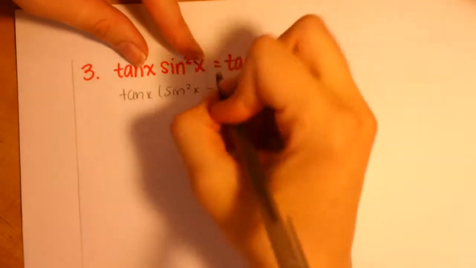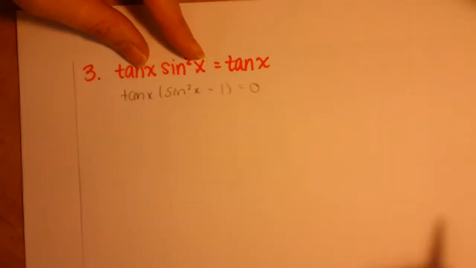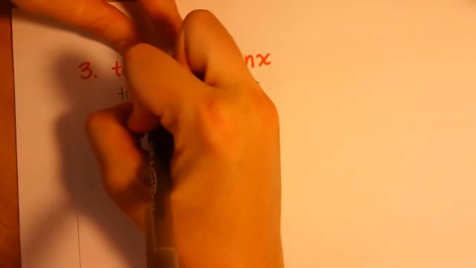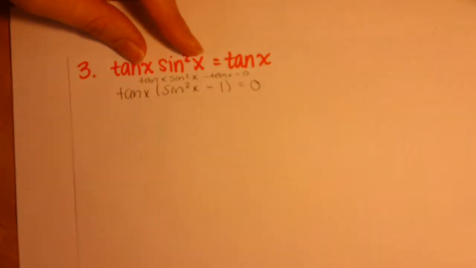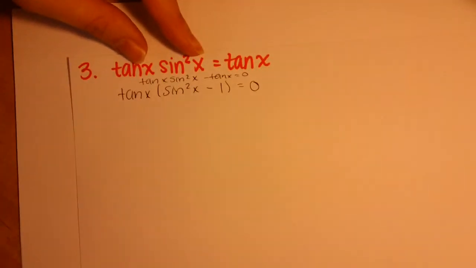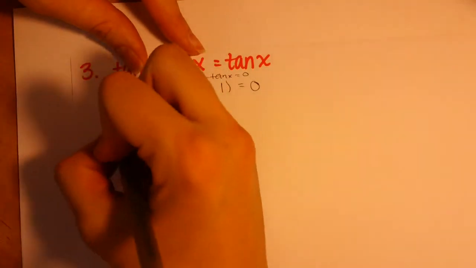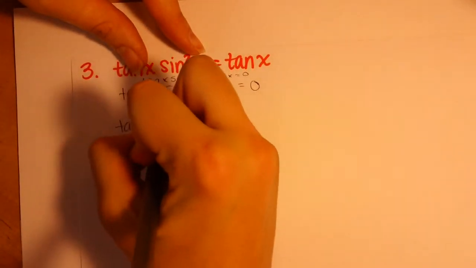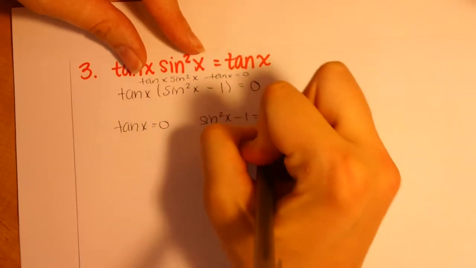And I'm going to move this tangent of x to the other side. So what I did in between here is I had tangent of x times sine squared of x minus tangent of x equals 0. So that was that intermediate step there. And then I can use my zero product property again. I'll note tangent of x equals 0 or sine squared x minus 1 equals 0.